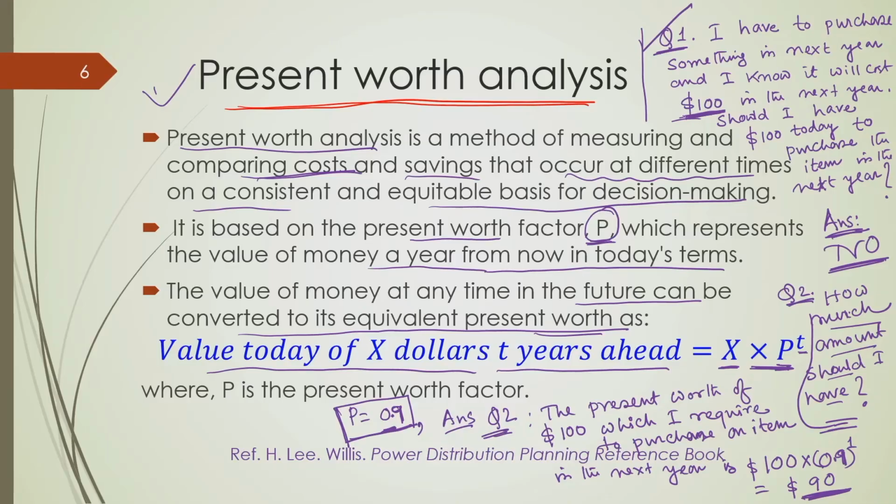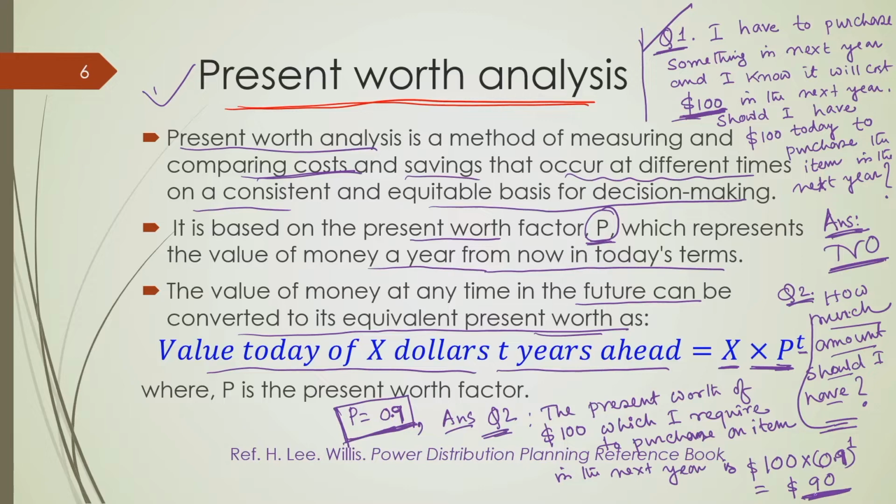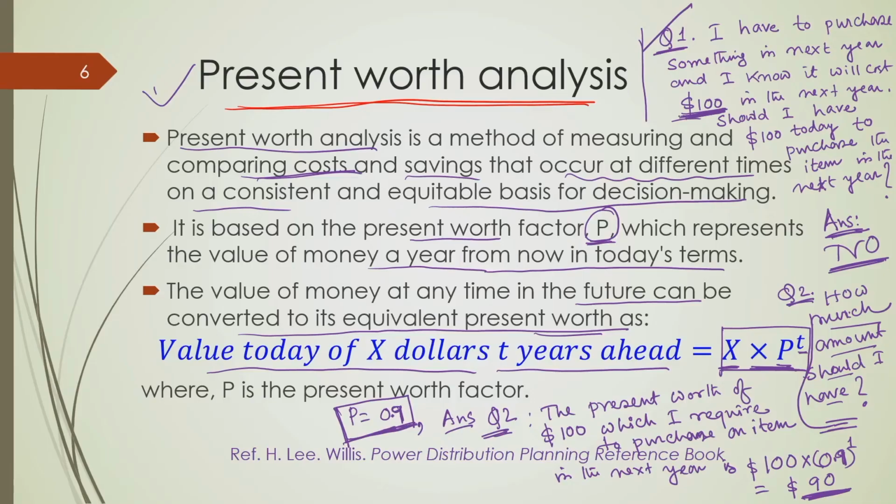Why is it sufficient? Because if I invest this $90 somewhere, assuming that it gives a return of some percent, that return itself will make this $90 into $100, so that I can purchase this item. So, basically an item which will cost $100 a year ahead has a present worth of $90, assuming that P is 0.9. And this is the expression by which we can bring down any quantities to their present worth.